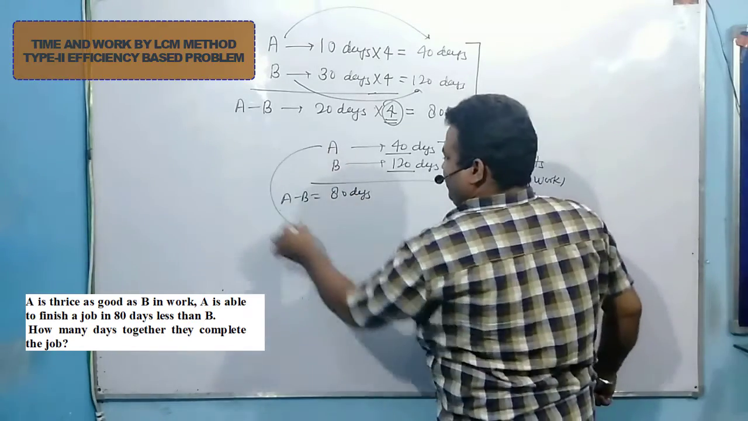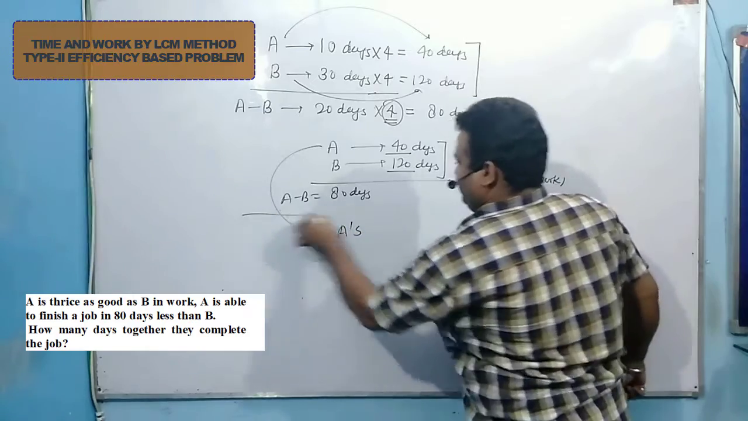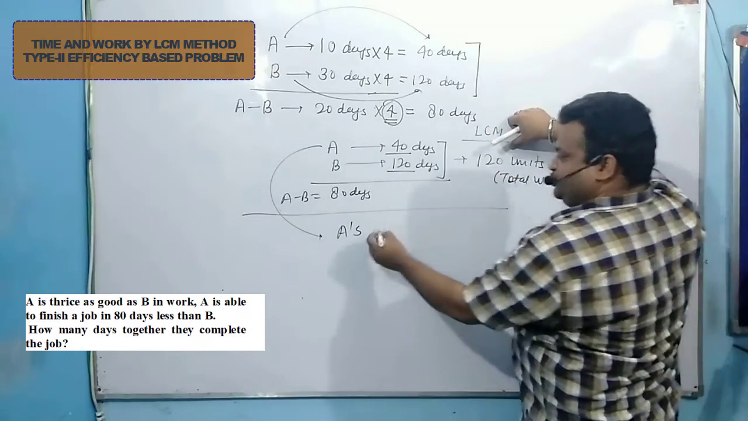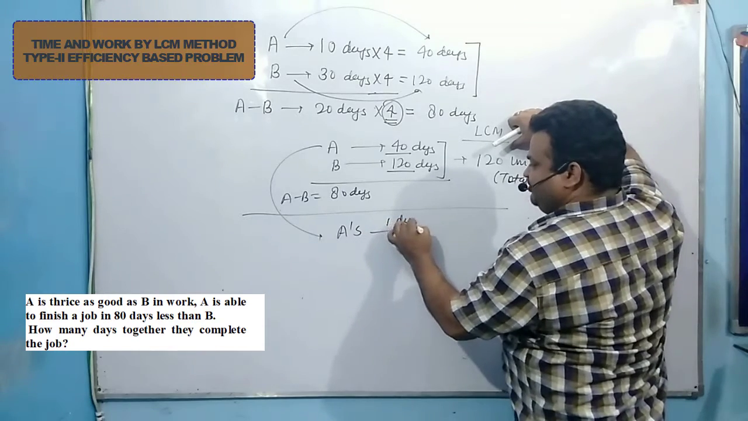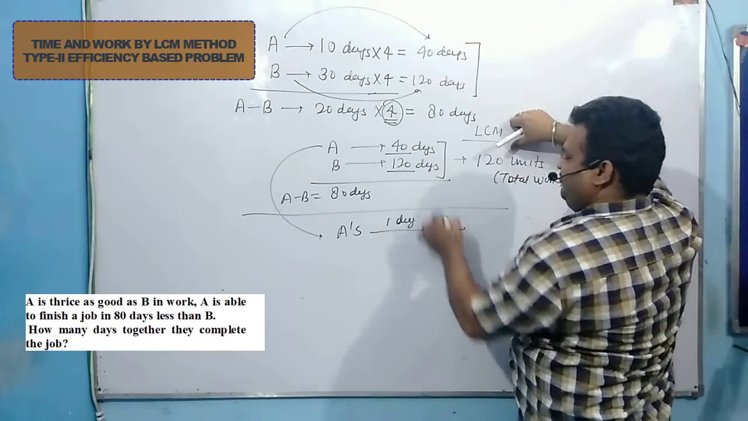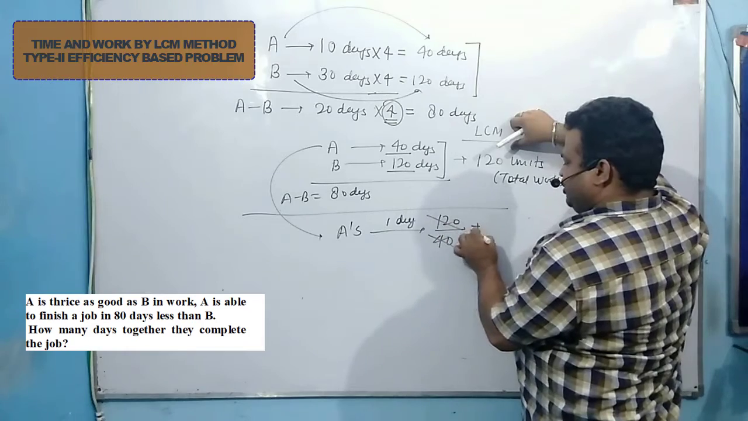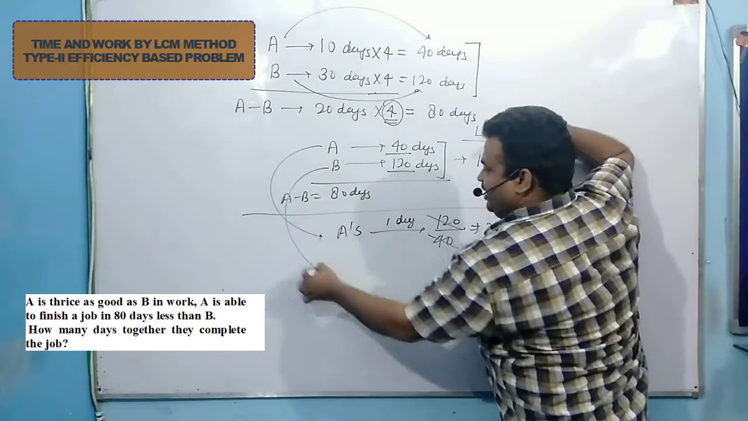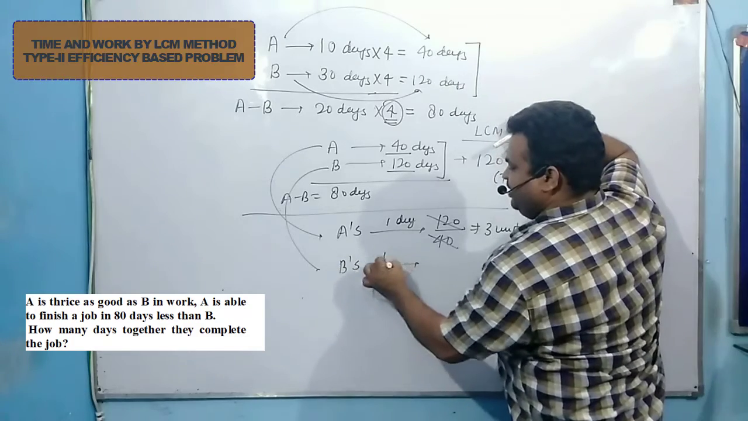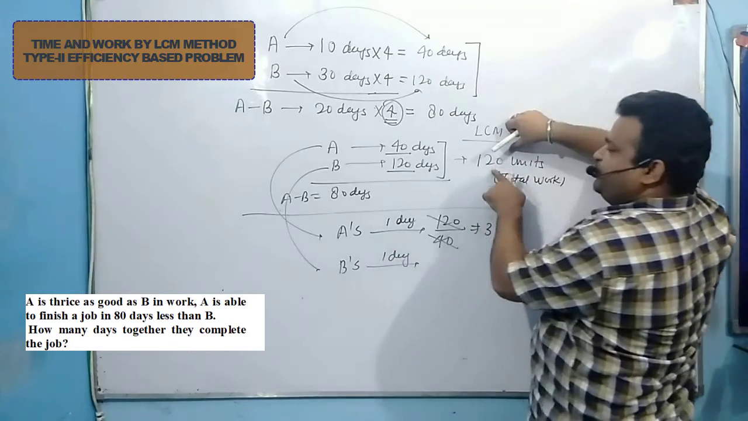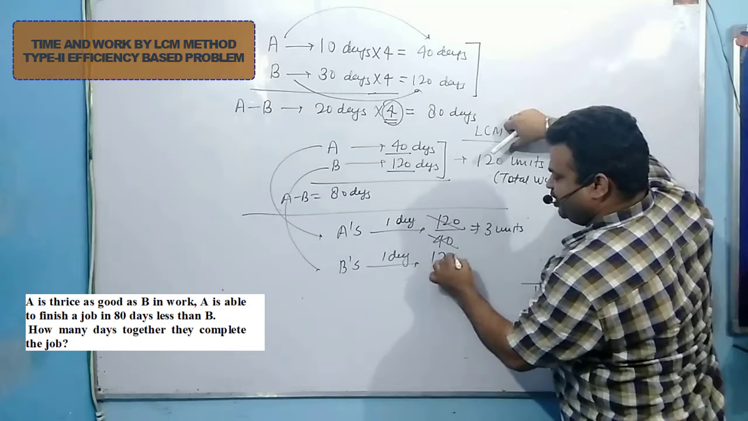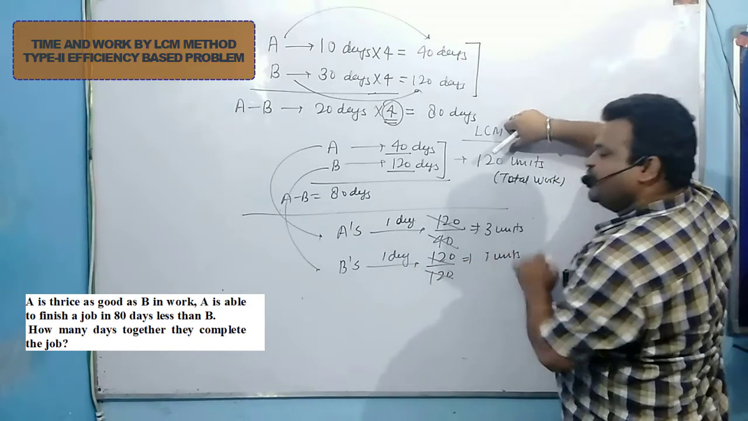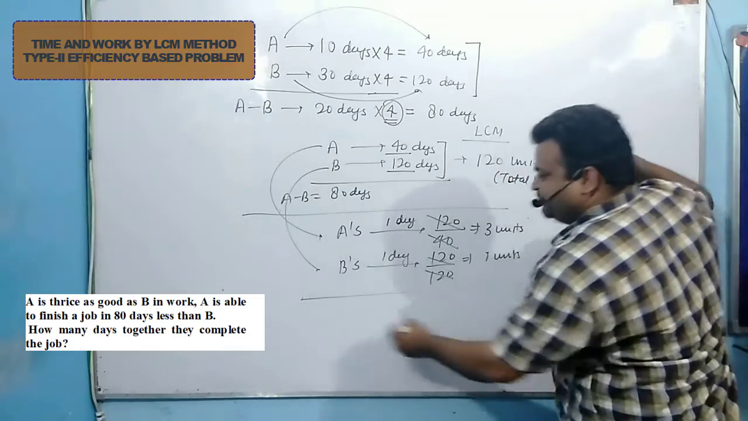Now what is A's one day work? A completes 120 units in 40 days. So A's one day work is 120 divided by 40, which means A produces 3 units per day. What is B's production per day? 120 units in 120 days, so 120 divided by 120 gives 1 unit per day. So what is A plus B's one day work?